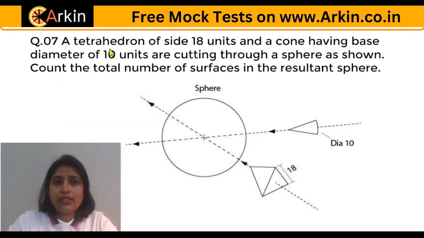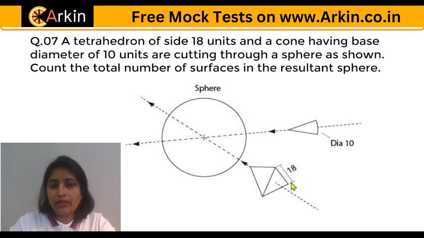So in this question it is said a tetrahedron of side 18 unit, this one, and a cone having base diameter of 10 unit are cutting through a sphere as shown. You have to find out the total number of surfaces in the resultant sphere. I'll be showing you a model also, but before that just try to find out how many surfaces it should have without the model.